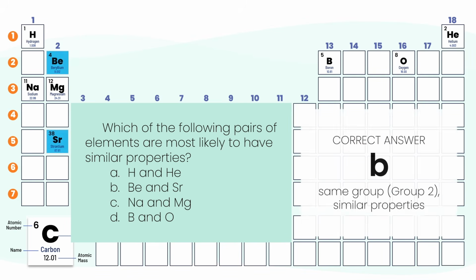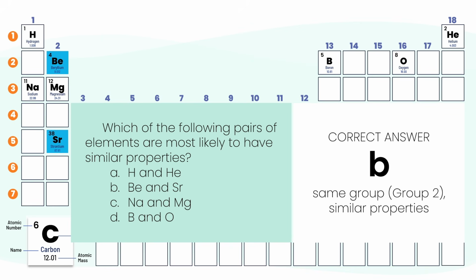The answer is B, beryllium and strontium. Both are in group 2, the alkaline earth metals. Even though they sit in different periods, their group connection means they behave in similar ways.